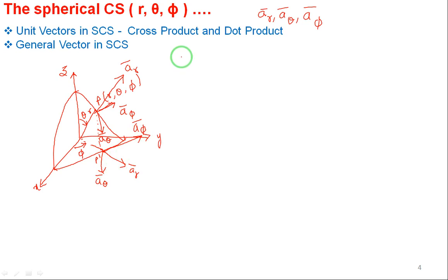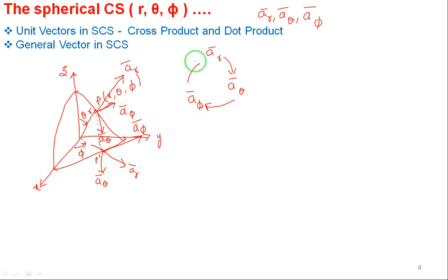Then we'll try to take the cross product of the unit vectors. I will take the help of the cyclic diagram. I will write in order first AR, A theta, A phi in the clockwise direction, cyclic pattern.